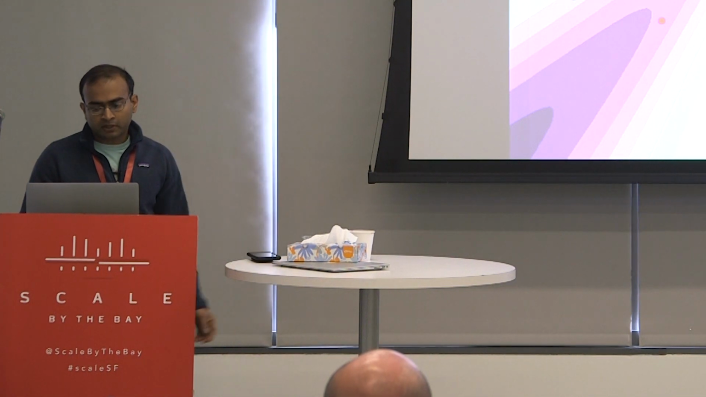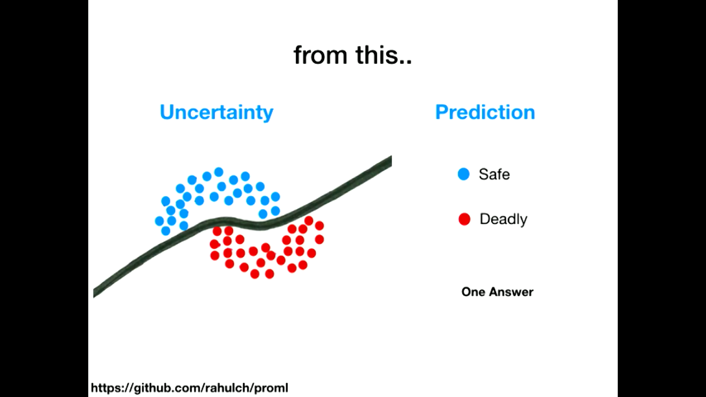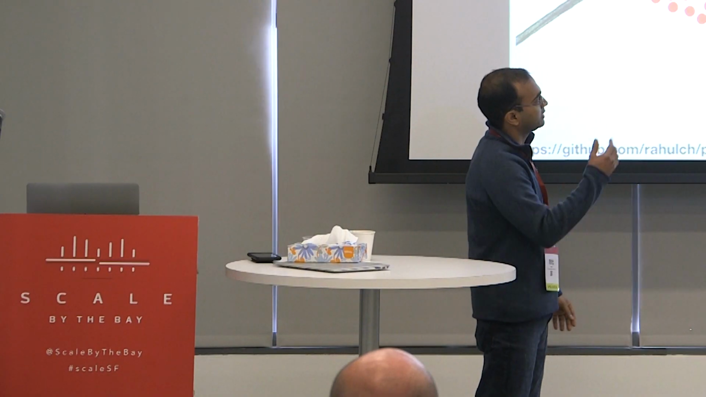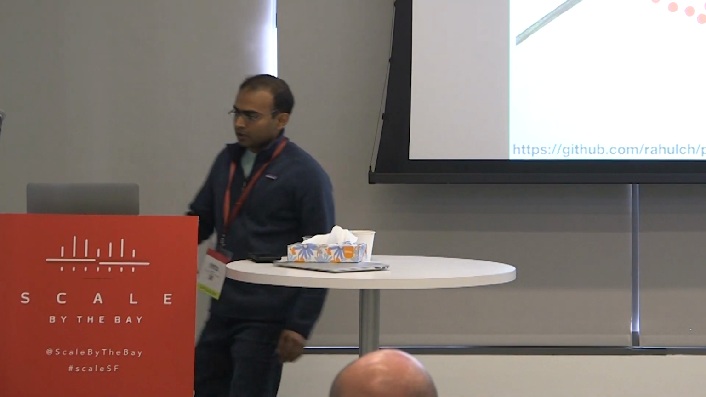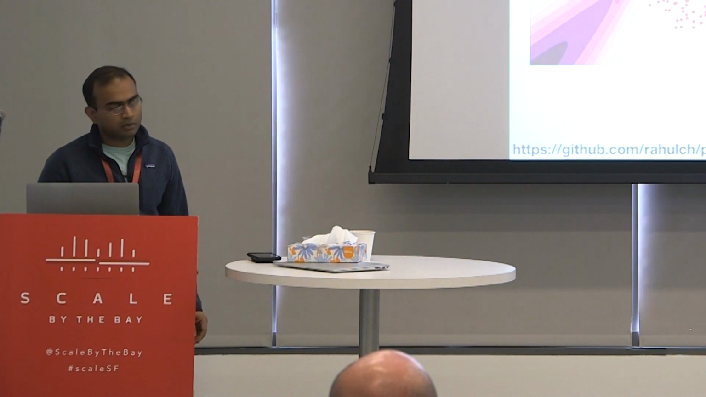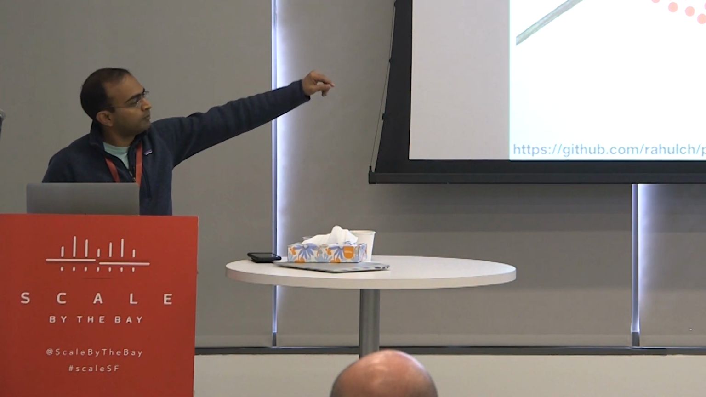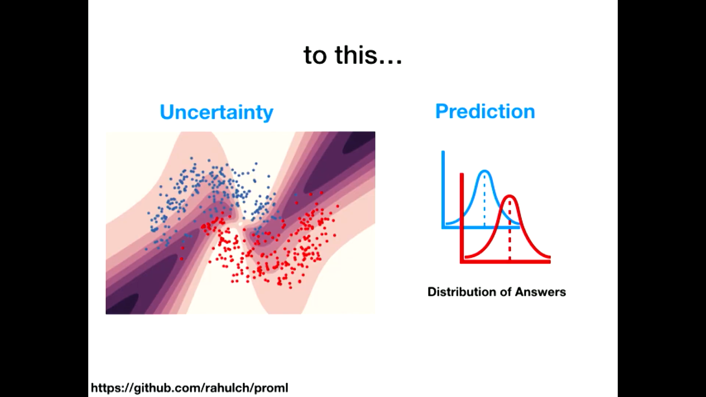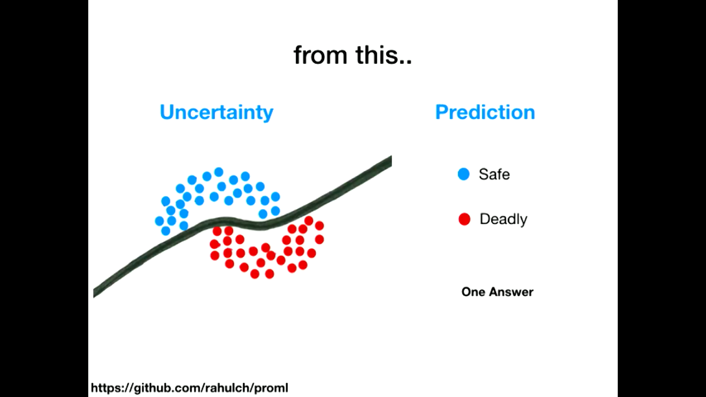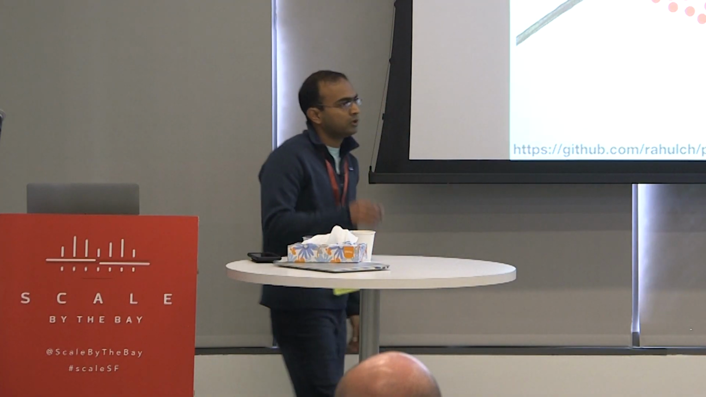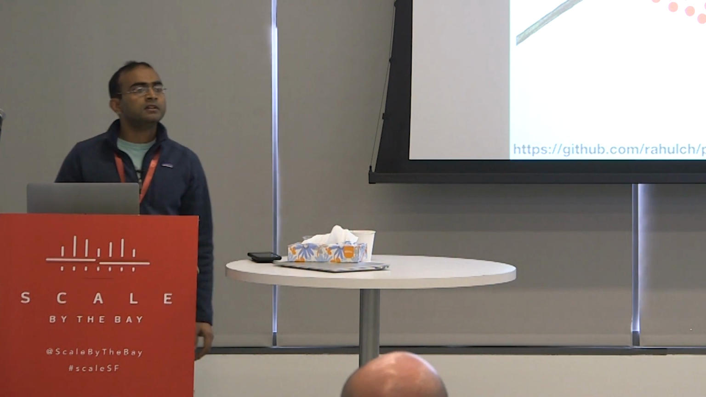So let's see what we are proposing here. All right, this is where we started before this talk. This is how all our models are working as of today. We have one uncertainty curve, and we also have one answer for prediction. It could be safe or deadly, and from here we want to go here. So instead of the prediction being one answer, you want to get a range of answers. And for the uncertainty curve, instead of getting one curve, you want to get a probability space. Is that clear so far? Okay, cool.